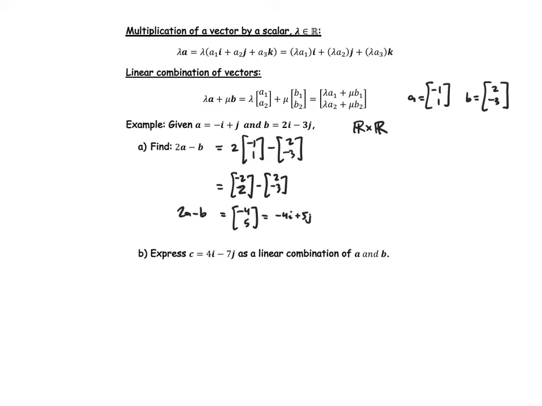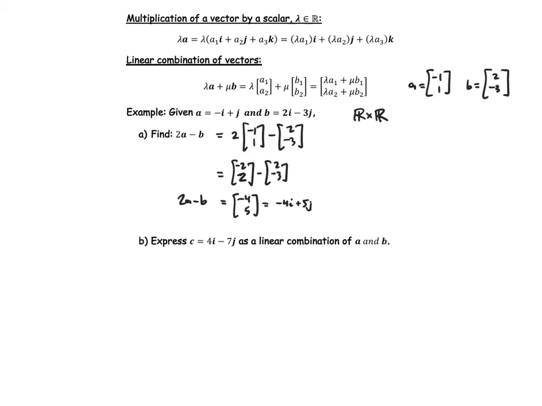Part B is interesting. It says express a new vector c as a linear combination of a and b. Okay, so let's expand upon this idea here. So this vector c, which is 4 and a negative 7, I'm going to write as a linear combination of a and b. So what I'm going to do is write constants, some kind of multiplier times a plus some kind of multiplier times b. So this will be vector a, this will be vector b. Well, vector a is negative 1, 1. Vector b is 2, negative 3.